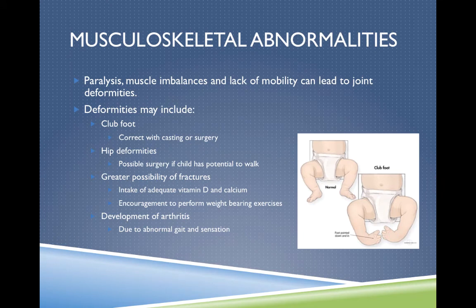Musculoskeletal abnormalities could include paralysis, muscle imbalances, and lack of mobility, which can lead to joint deformities. Some deformities may include clubfoot, which could require correcting with casting or surgery. Hip deformities, possible surgery if the child has potential to walk. Greater possibility of fractures, so they need to take in adequate amounts of vitamin D and calcium, and be encouraged to perform weight-bearing exercises, as well as the development of arthritis due to abnormal gait and sensation.